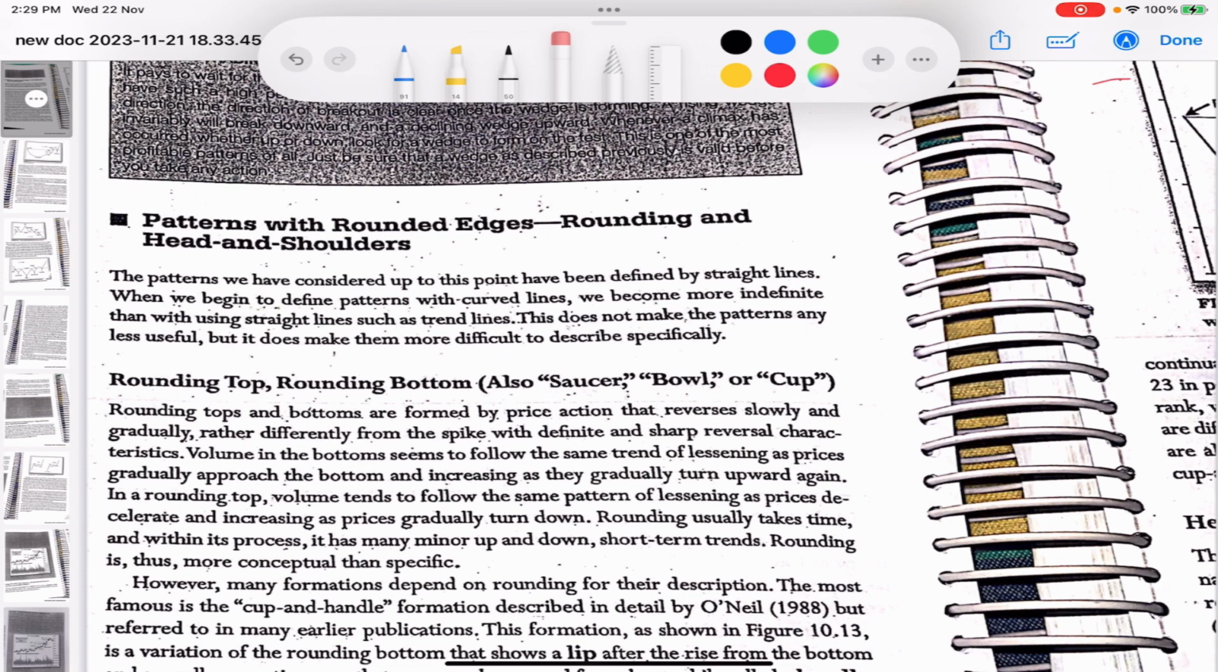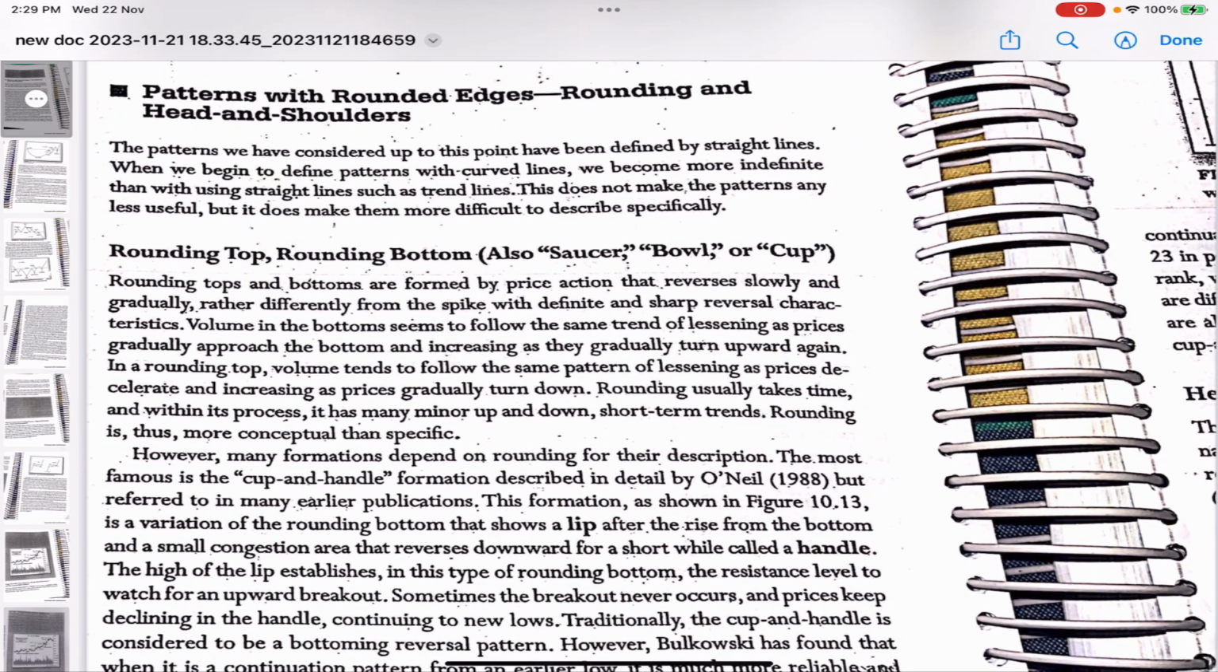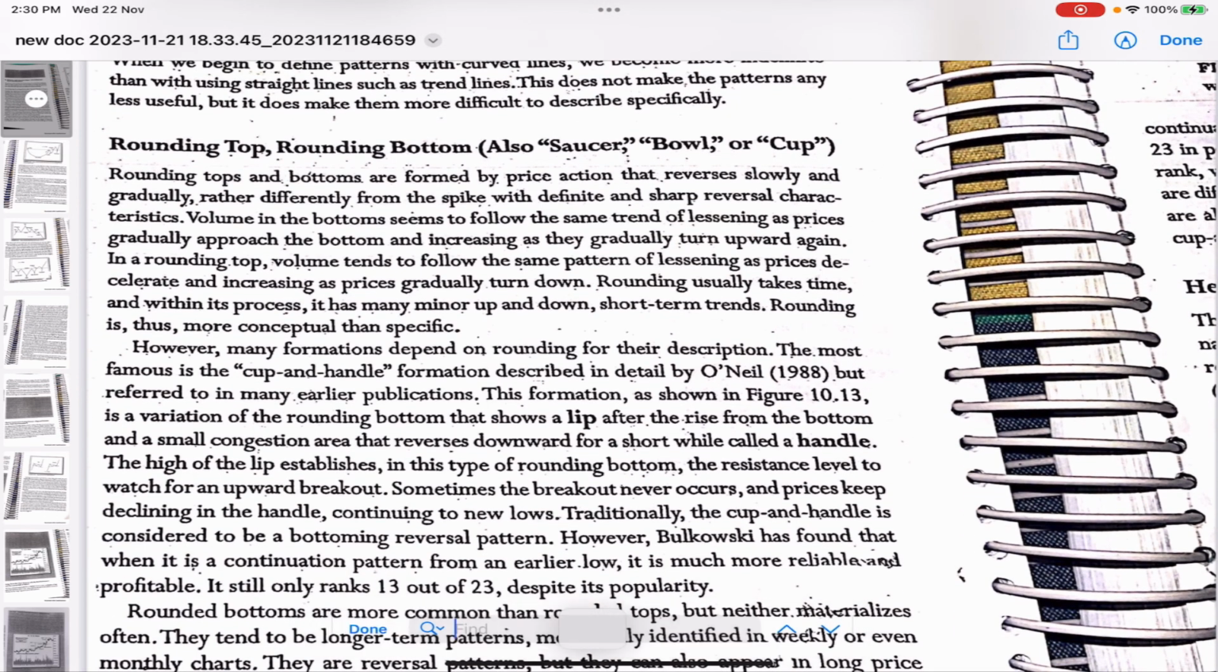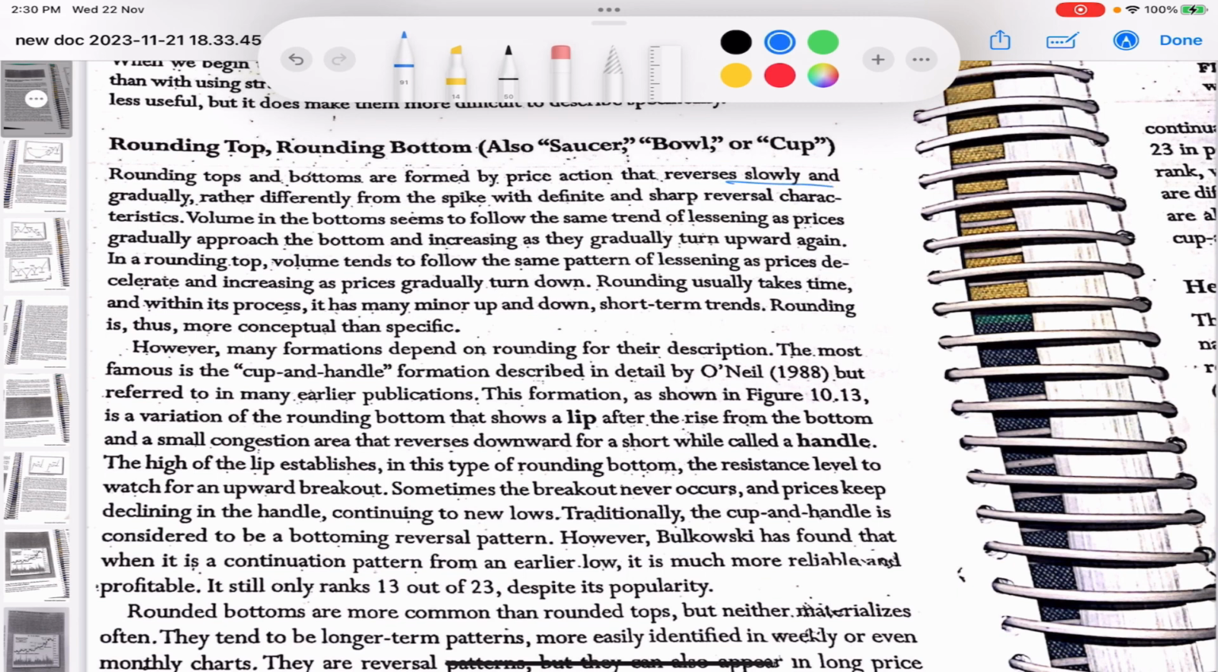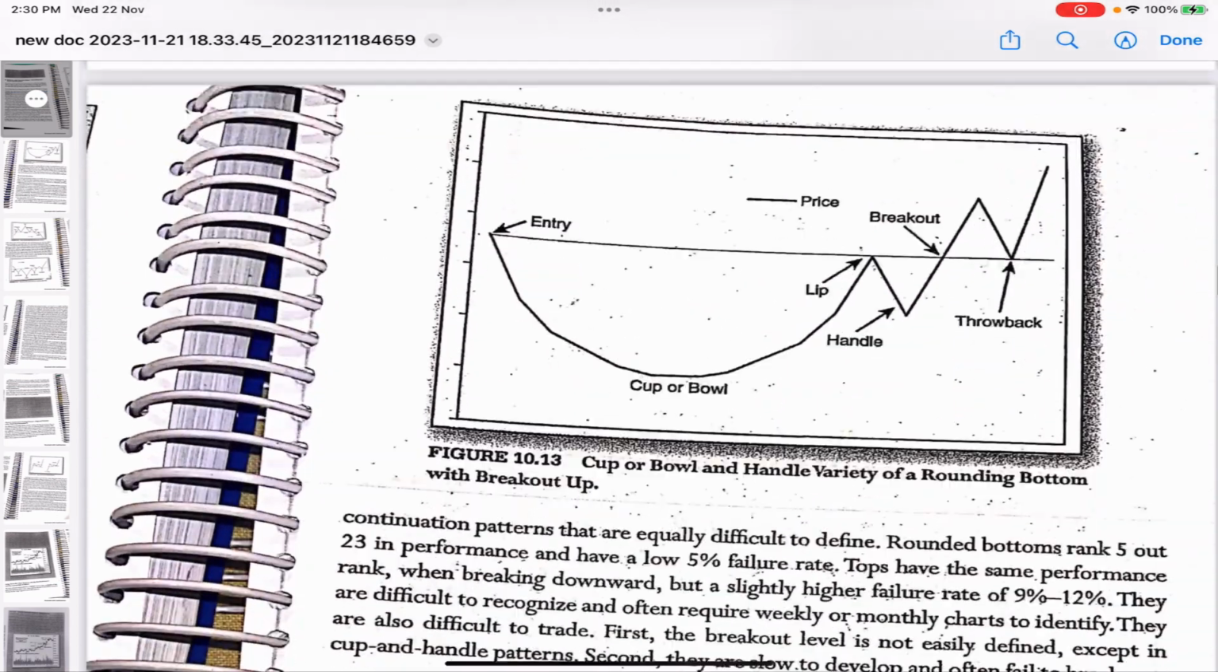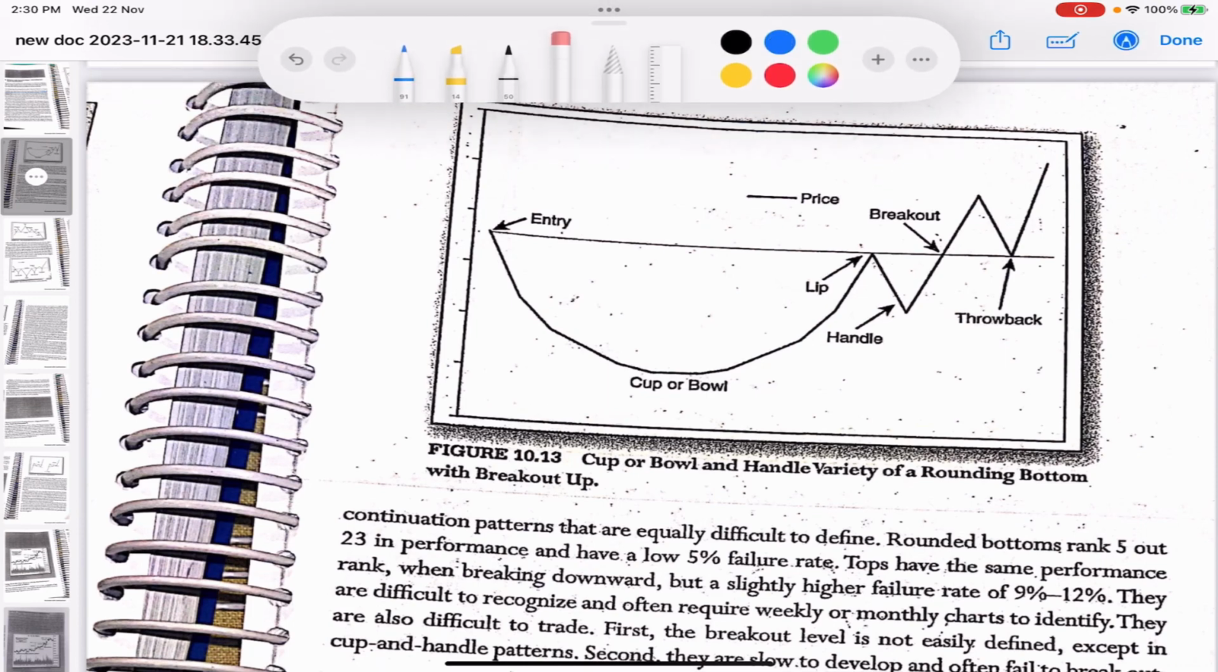All right. So the patterns which we have done till now are defined by straight lines, like I've mentioned, and now we are starting with the curved lines. The very first pattern which we are going to see is rounding top and rounding bottom. Rounding top and rounding bottom are also known as saucer, cup and saucer, or bowl. Keep that in mind. Rounding tops and bottoms are formed by price action that reverses slowly and gradually rather than differently from the spike with definite and sharp reversal characteristics. Let me first quickly show you the picture, then we'll go back to the theory. So look at this.